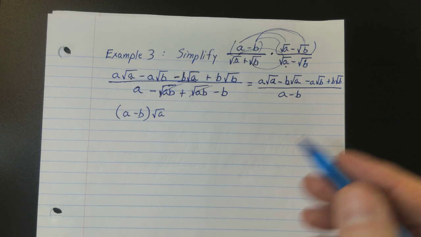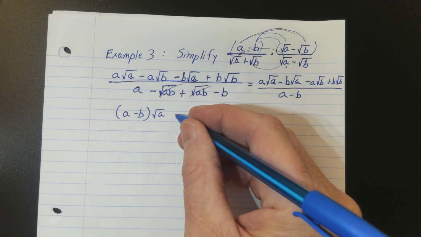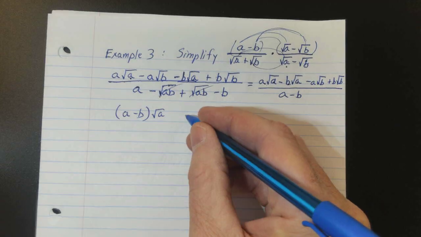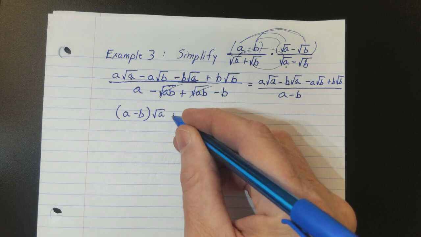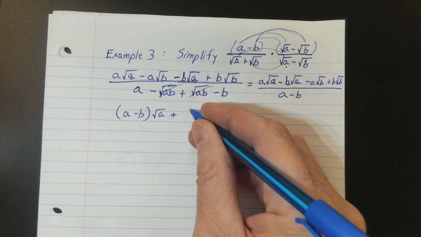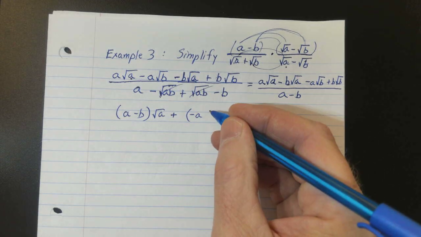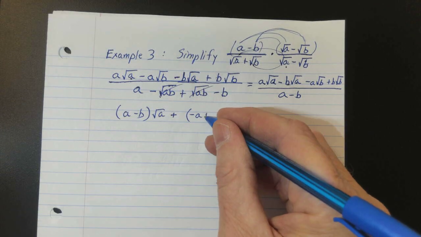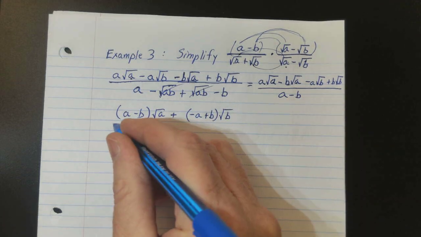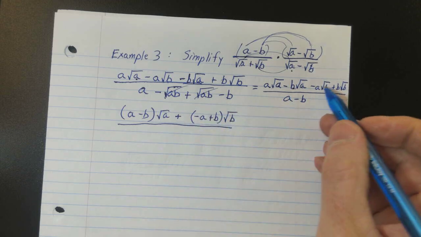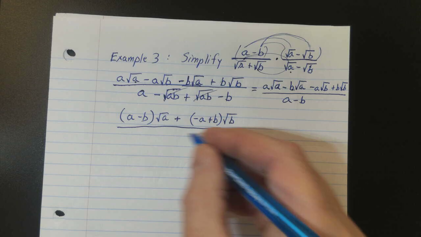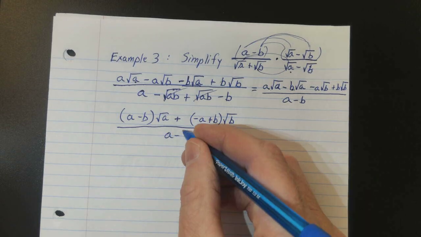And then on this one, if I were to write the square root of b, I would have, let me write plus, negative a plus b times the square root of b. I did write the plus because I'm treating this kind of as a plus negative a right now for the time being. And that is over a minus b.